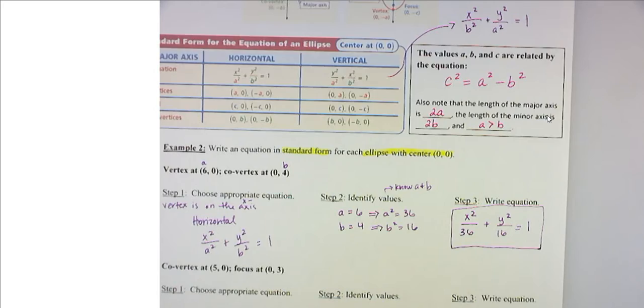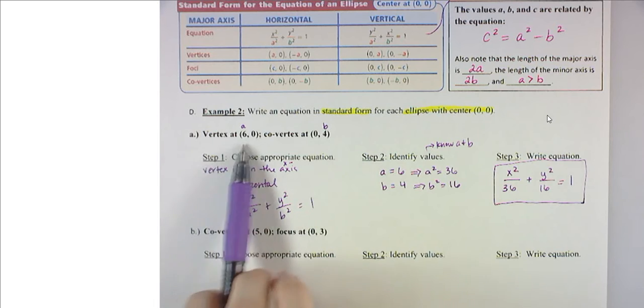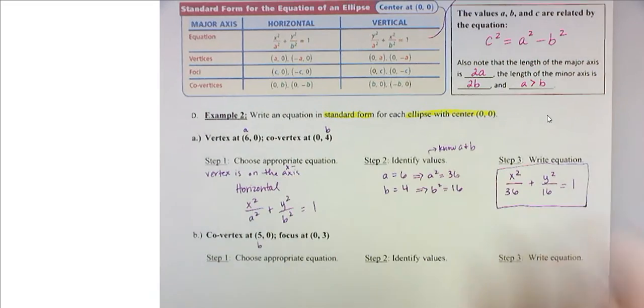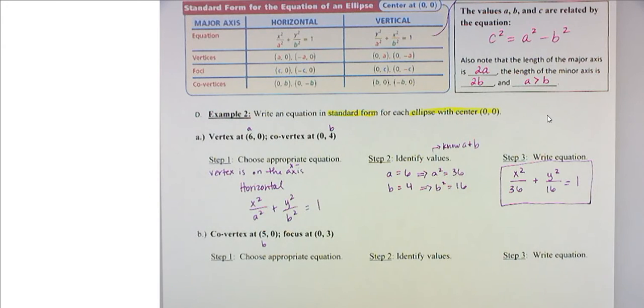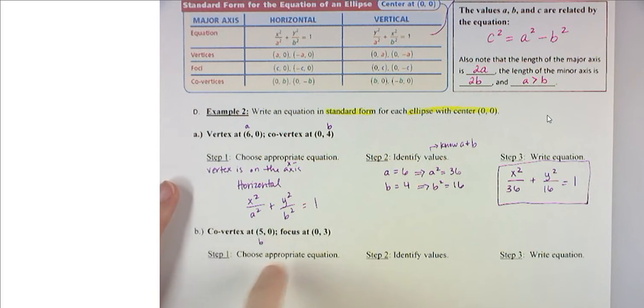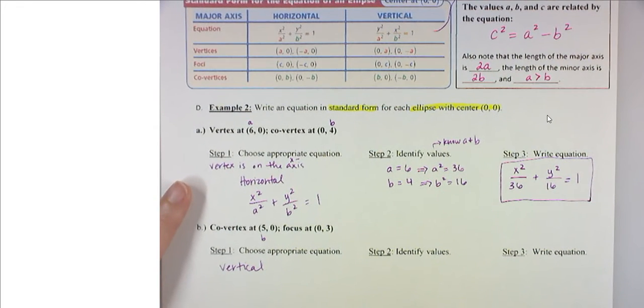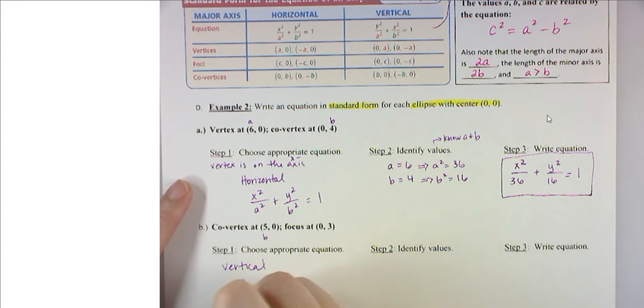Okay, now sometimes they aren't going to give you the vertex. So here they give us the covertex. So the covertex is going to be b. And you can look and see, oh, if the covertex is b, 0, that means it's going to be vertical, okay? So if the covertex is on the x-axis, that means the vertex is going to be on the y-axis, okay? So this is vertical, and you can use either the y squared over a squared plus x squared over b squared equals 1.